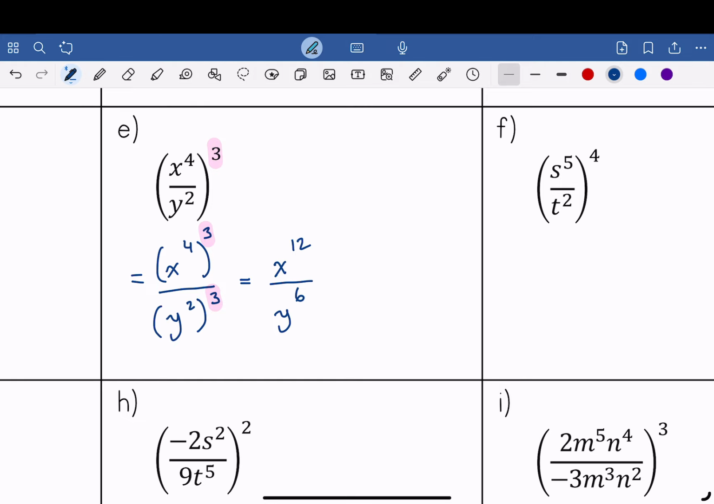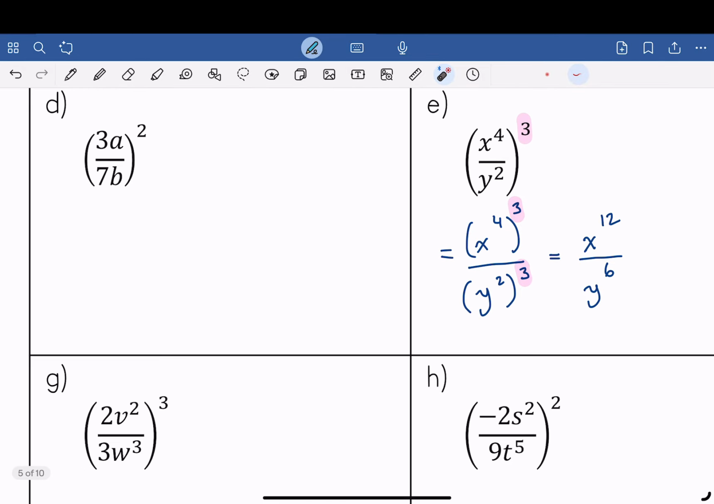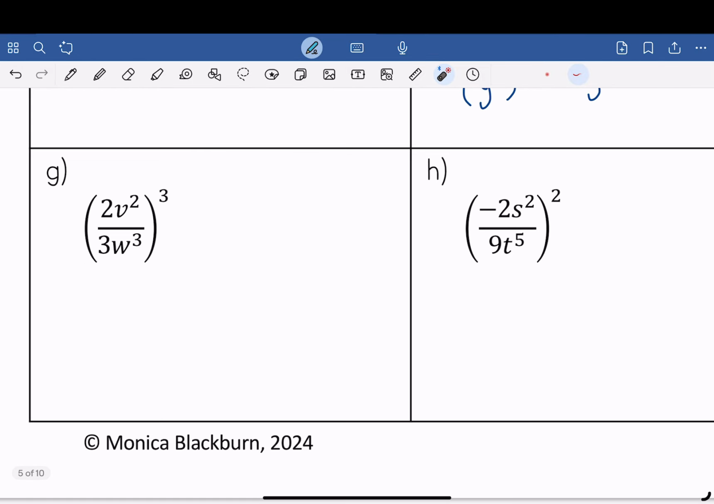So question F is similar, it's just further practice. So we'll move to the next question. We have G. So what's different about this one is that there is a coefficient and a variable that is placed to a power. So the 3 will be distributed to the 2, to the V, to the 3, and to this 3.